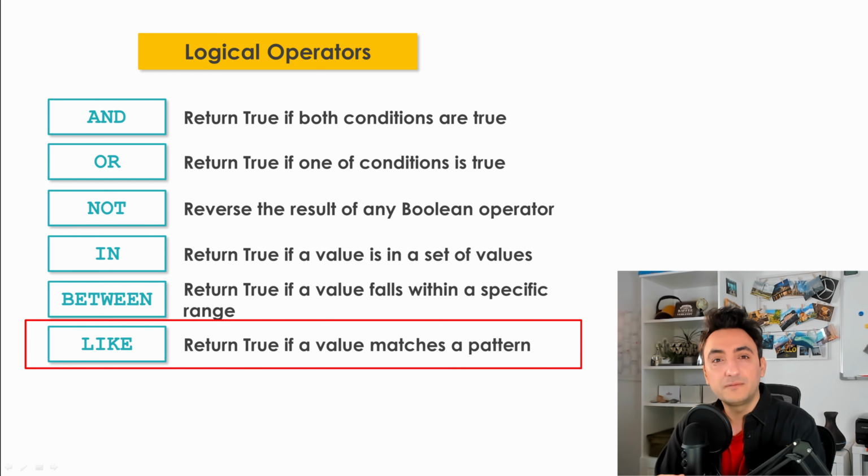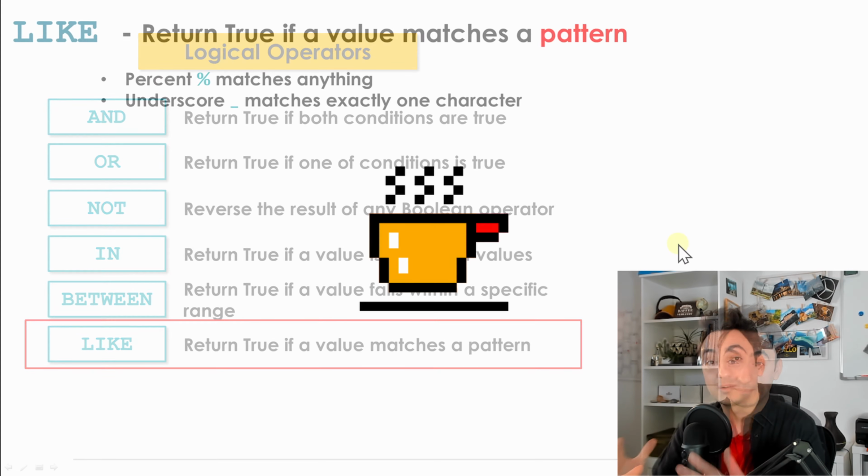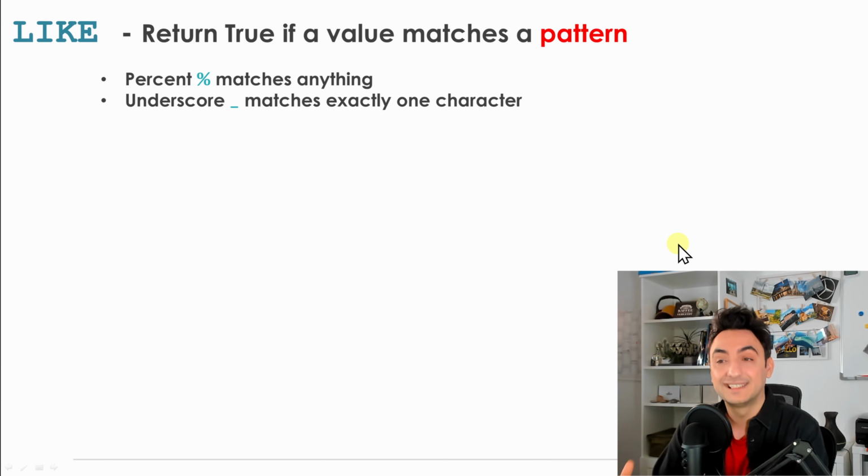Or there are a lot of values in the database or in SQL where it's almost impossible to define all of those values in the where clause. So instead of that, you define a pattern and you tell SQL, I'm searching for something like this. Now the LIKE works like this: it returns true if a value matches a pattern. Otherwise, it returns false.